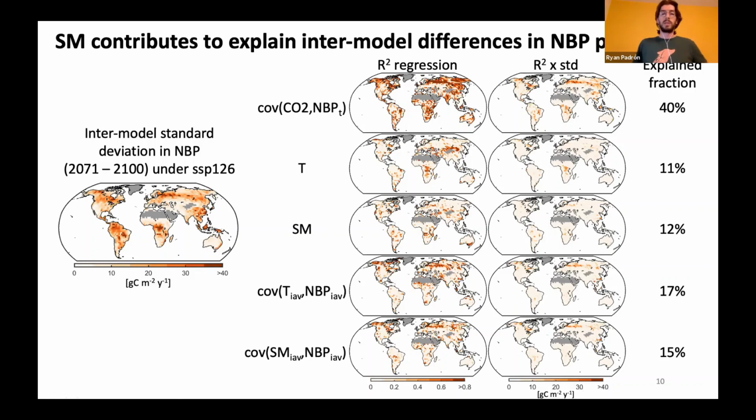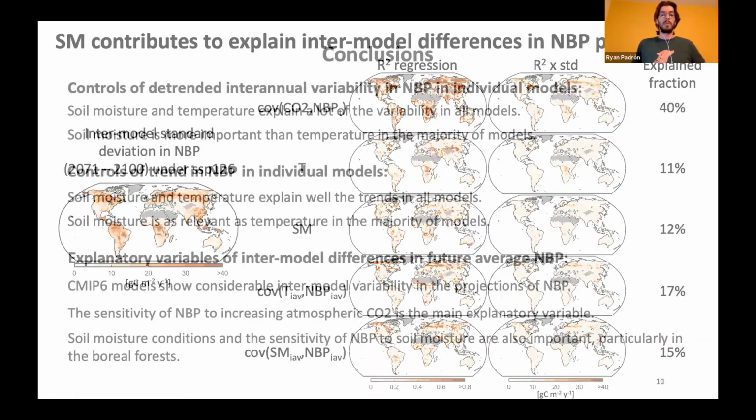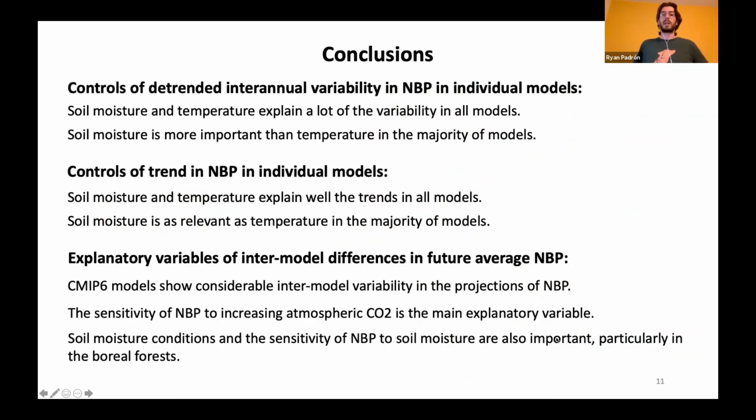So basically with this, I would like to come to my conclusion slide and just mention once again that, in summary, soil moisture appears to play an important role in controlling the interannual variability and also the trend in MVP in most individual CMIP6 models. And because of this, differences in soil moisture and in the sensitivity of MVP to soil moisture across models contribute to explaining intermodal differences in the MVP projections.